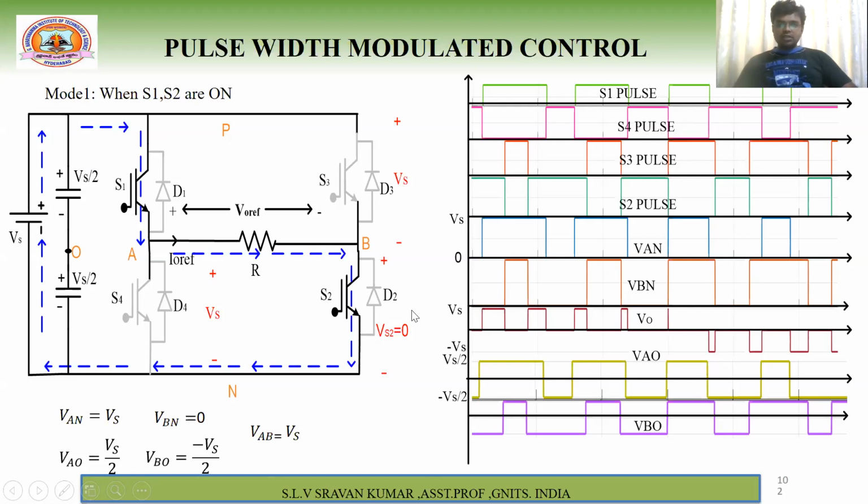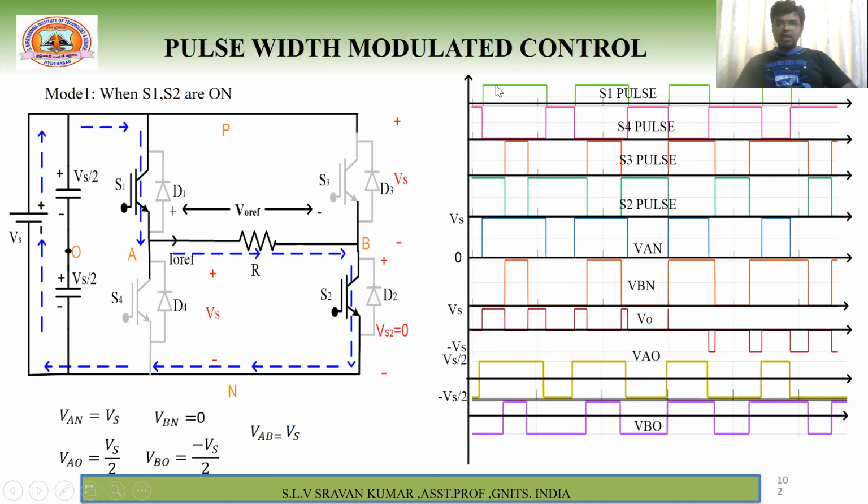Next, what is VBN? 0. That means this period is 0. Okay, VBN is equal to 0. Next, what about VAO? VAO is nothing but Vs by 2. In this period, when S1 and S2 are on, VAO is nothing but Vs by 2. And what is VBO? Minus Vs by 2. See here, VBO is minus Vs by 2. This VBO is exactly opposite to VAO when S1 and S2 are on. Understand what I am saying? So that I have shown clearly. VAO is equal to Vs by 2 and VBO is equal to minus Vs by 2.